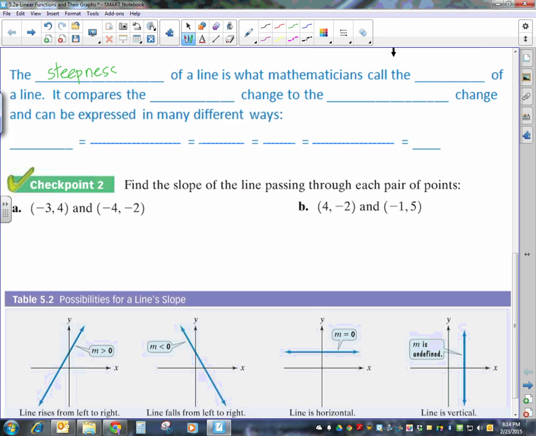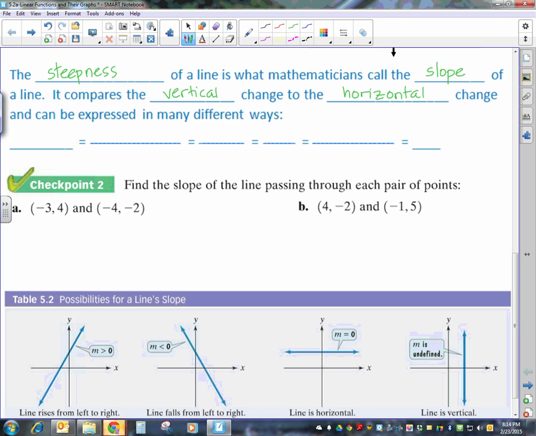The steepness of a line is what mathematicians call the slope of a line. How steep is the mountain? Then I'm thinking about what's the slope of that mountain. Okay, it compares the vertical change to the horizontal change and can be expressed in many different ways.